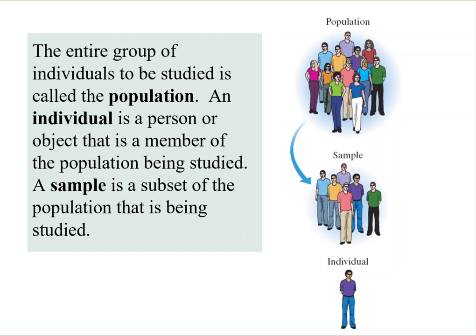Now, although this illustration shows people as our individuals, samples, and population, we don't always have to be studying people. For example, we could ask a question or study the cars that come out of a certain factory. And so the population would be every car that comes out of that factory. A sample would be a selection of the cars that come out, and an individual would be one particular car that comes off of that factory line.